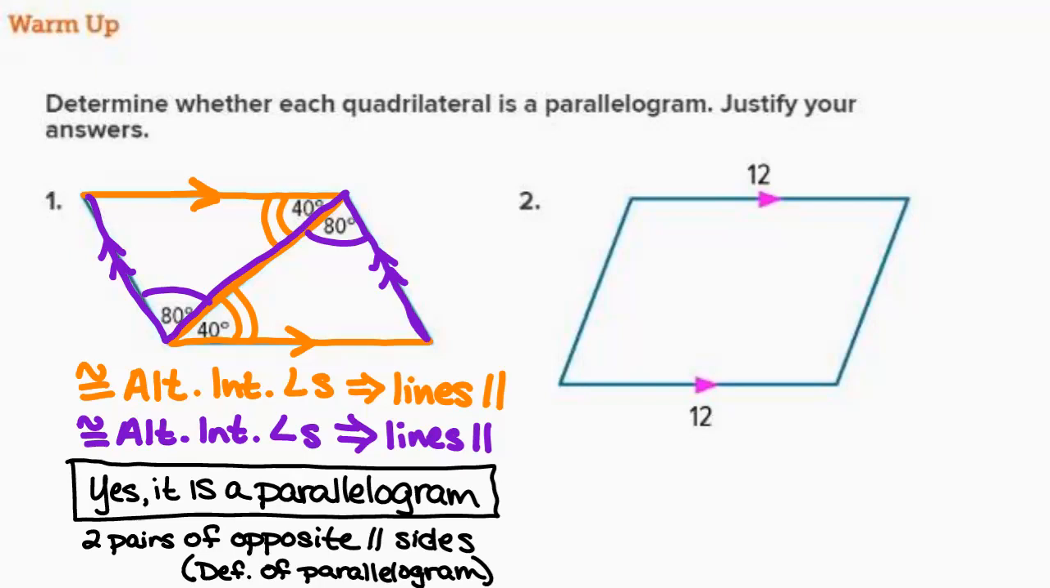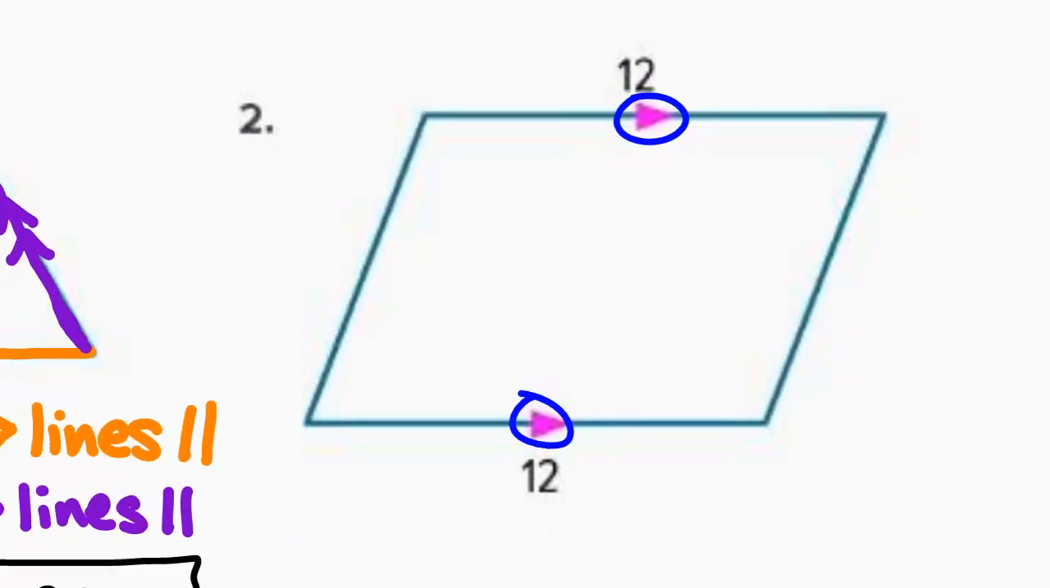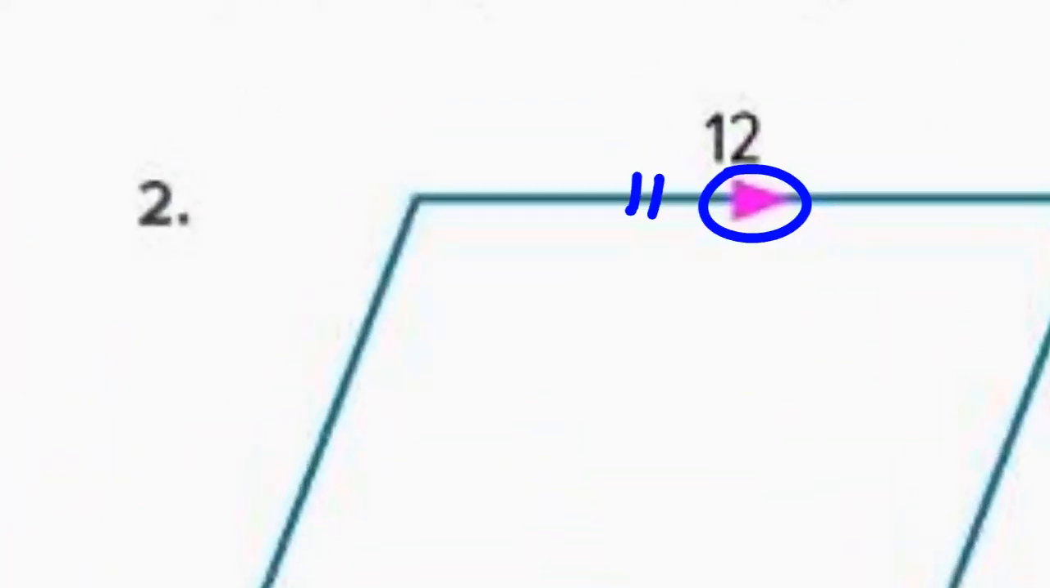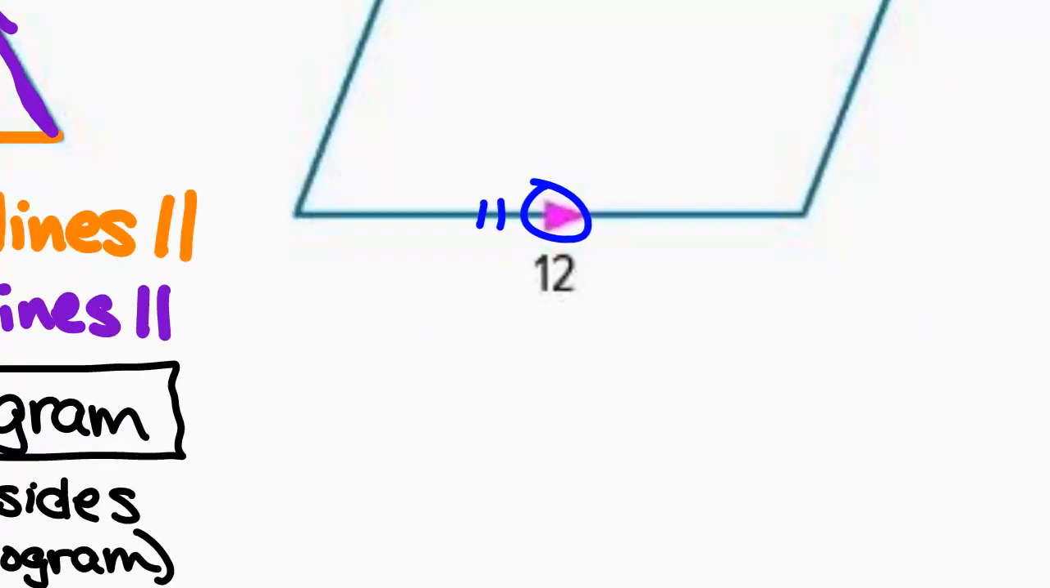All right, number two. What's it showing me in number two? It shows me parallel. That's these little arrowheads. So I have one pair of opposite parallel lines. Is it showing me anything else other than parallel? Look closer. They're congruent. Both the top and the bottom are 12. So the top is congruent to the bottom. So they're parallel and they're congruent. Is that enough to say that this is a parallelogram? Yes.